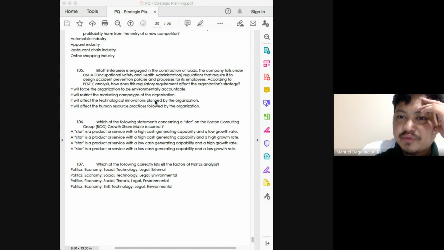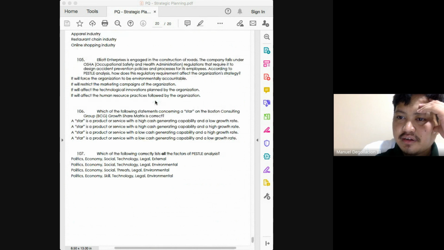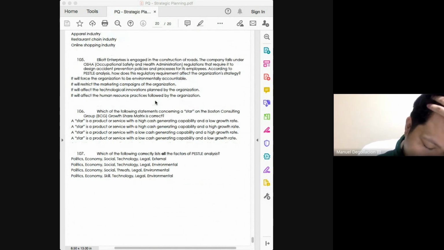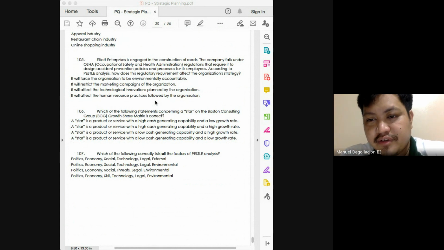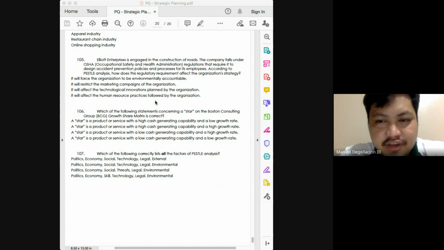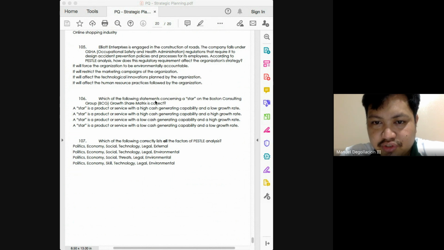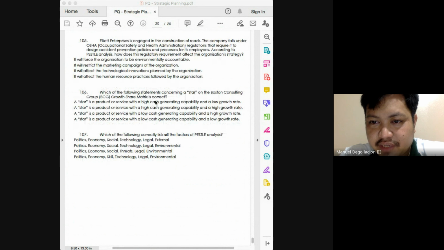Next, 106. Which of the following statements concerning a star is correct? Again, star, high growth, high share. Okay, when we say you have a high market share, then that means you have a high cash generating capability. So the answer here would be the second choice. A star is a product or service with a high cash generating capability and a high growth rate.